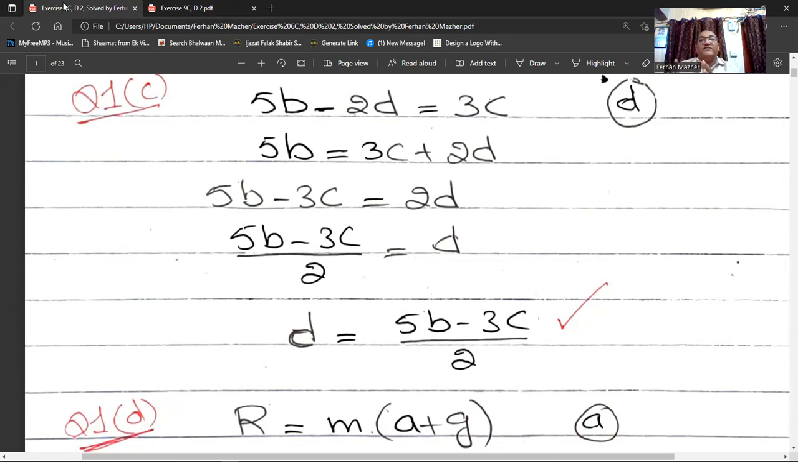I took the 3c from the right side and brought it to the left side because it was adding there. When it comes to this side, it will subtract. Now that 2 is multiplying with the d, so I will bring it to the left side and it will divide both the terms. So you will have 5b minus 3c, the whole thing divided by 2. So d equals 5b minus 3c divided by 2. This is how you make d the subject of the formula.